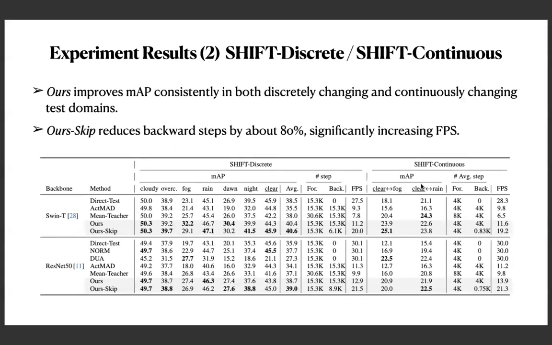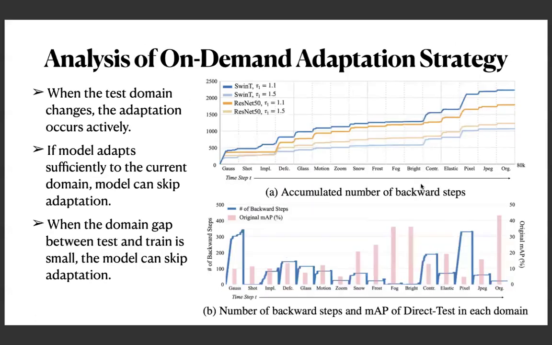We also conducted experiments on the driving dataset shift. Ours improves mAP consistently, and our skip also reduces backward steps by about 80%, significantly increasing FPS. In the analysis of the on-demand adaptation strategy, we confirm that our approach actively adapts when necessary, especially when the test domain changes, and skips the unnecessary ones, increasing computational efficiency.